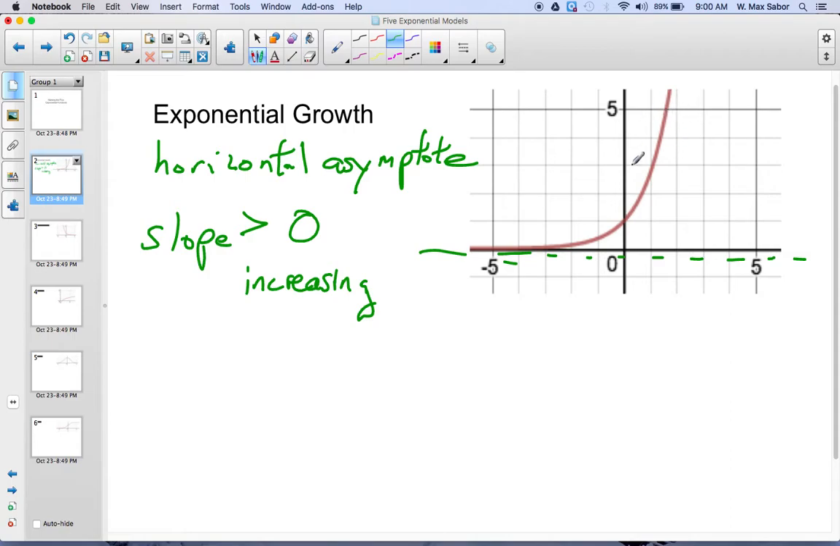And essentially what's happening is it's being multiplied by the same number every time. Our parent function for this family is y equals e to the x.